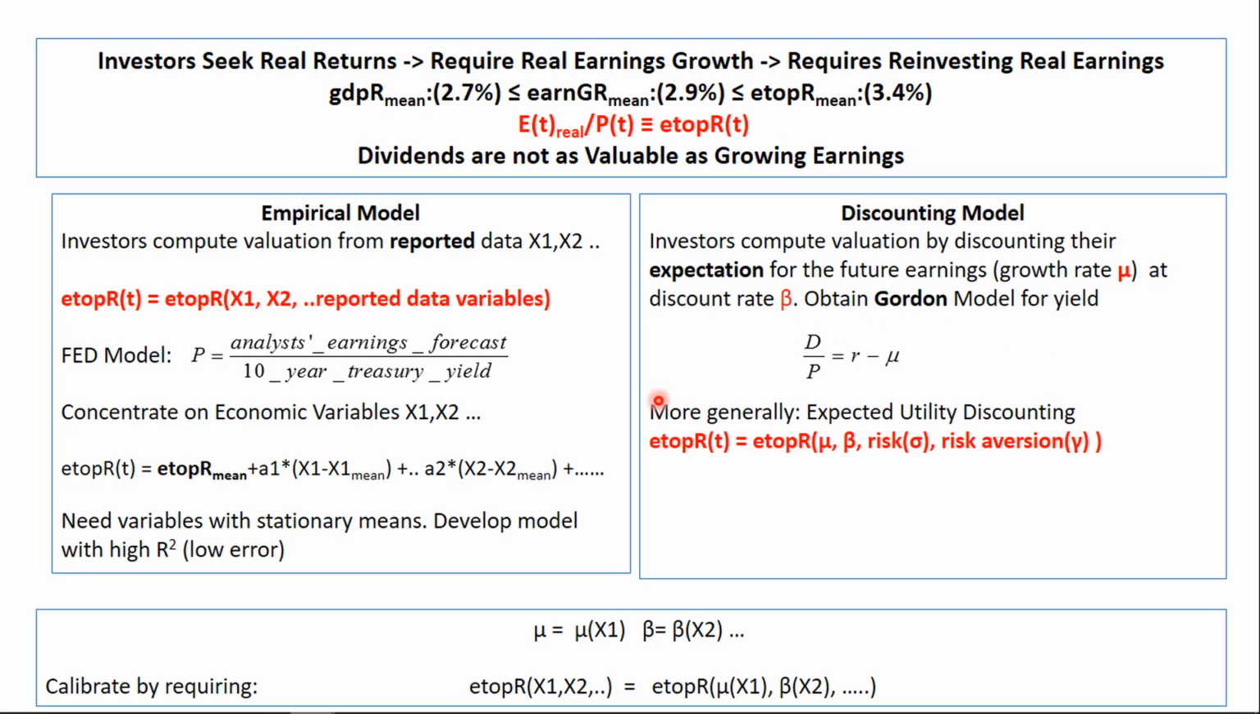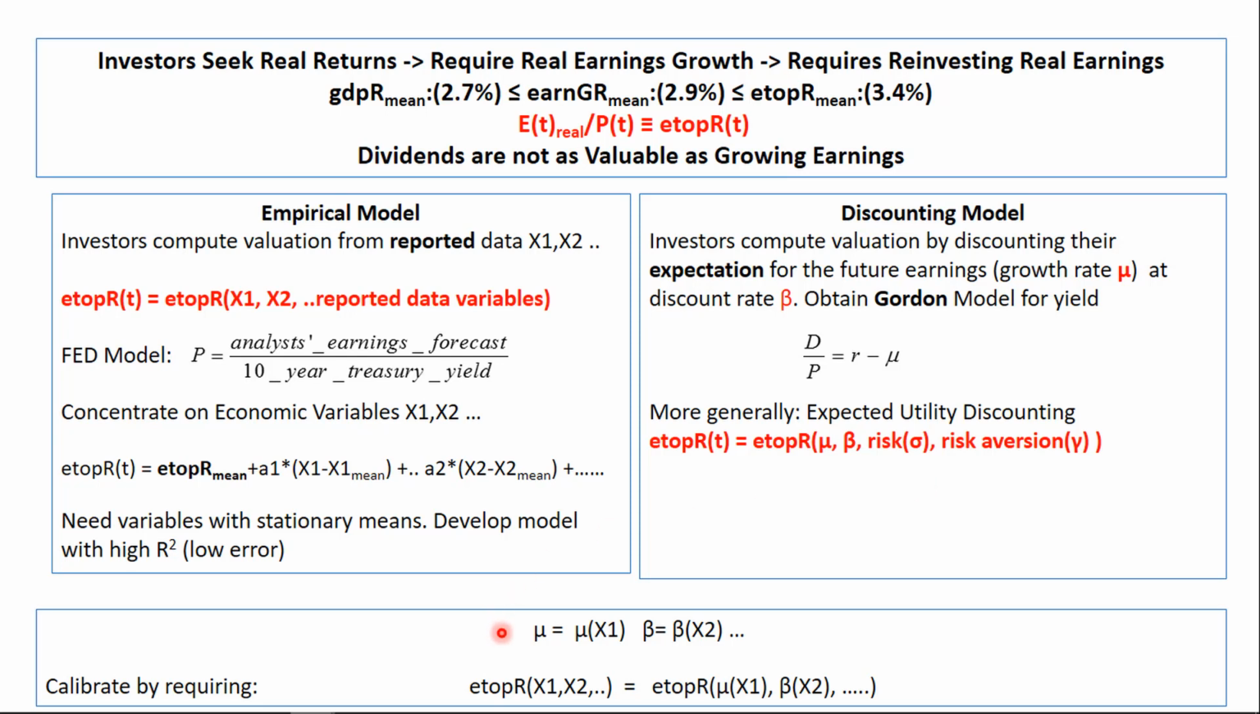And what we do, we're going to expand this simple discounting, and we're going to include a more modern kind of discounting in which the expected utility of the returns is a part of the calculation.